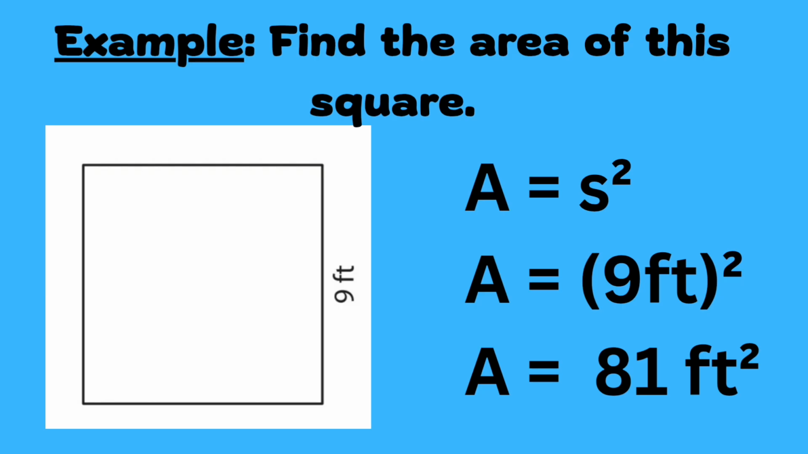Okay, here's an example. Find the area of this square. Since the side is 9, all you have to do is 9 times 9. 9 times 9 is 81, and area is always squared, so 81 feet squared is the final answer.